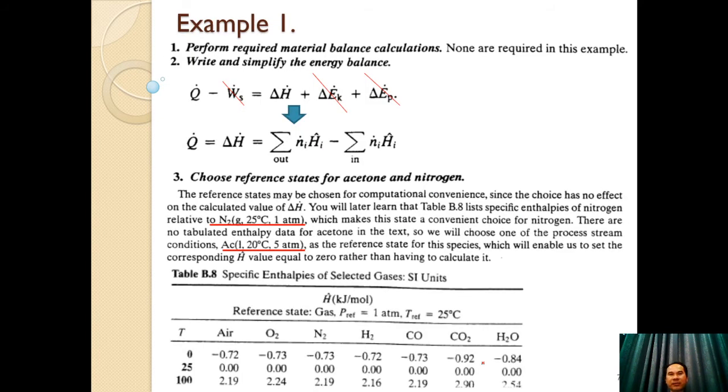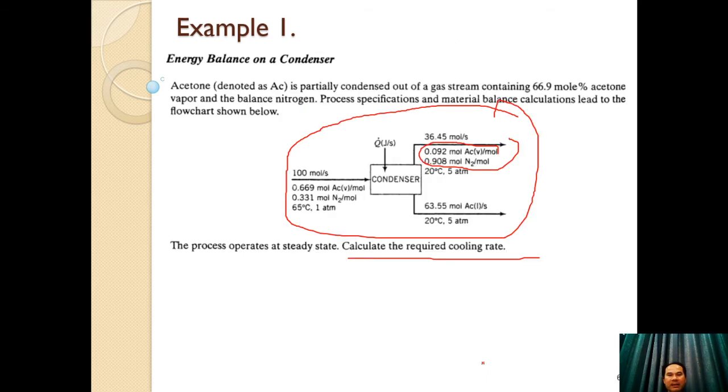The first step is to perform the material balance calculation, after you draw the flow chart. For this case, it is not necessary to balance the material because the material is balanced already. The total input is 100 mole per second. The output is 36.45 and 63.55, which is the same. Input equals output, a steady state balance. The total mass balance is input minus output plus generation minus consumption equals accumulation. For that case, there is no generation and no consumption, and for this system with flow in and flow out there is no accumulation, so input equals output. The material is balanced already.